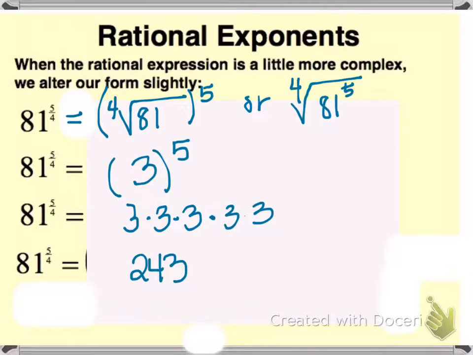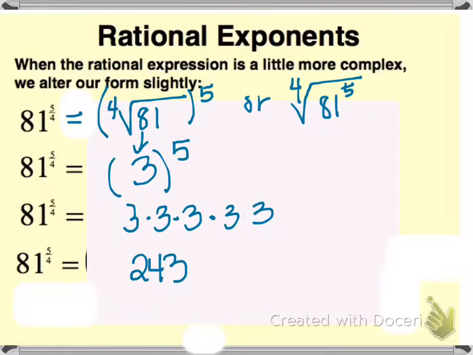So that means the 4th root of 81 to the 5th is 243, or 81 to the 5/4 is actually 243. Now these answers don't always come out as nice integer values. Like when we took the 4th root of 81, we got 3. If this was not one of these perfect roots, then we may just not simplify it at all. We might just leave it in this form. But since this one's simplified, we went ahead and simplified it.